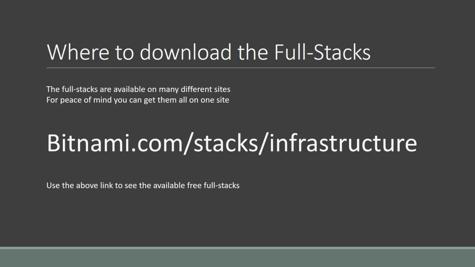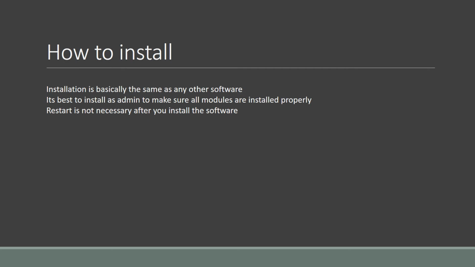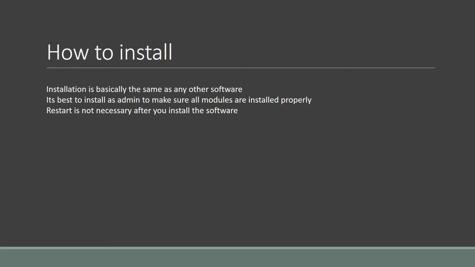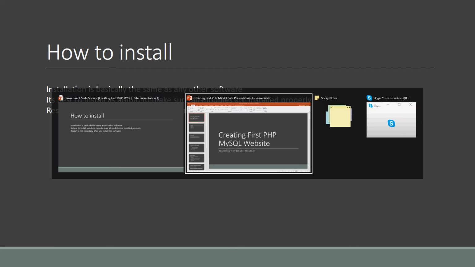Just visit the site and check out the infrastructures they have, or the stacks they have. And to install this software, basically you just go to the same site that I just told you about on the previous page, which is bitnami.com/stacks/infrastructure, and there you choose XAMPP, and after that you have to install it on your local machine.